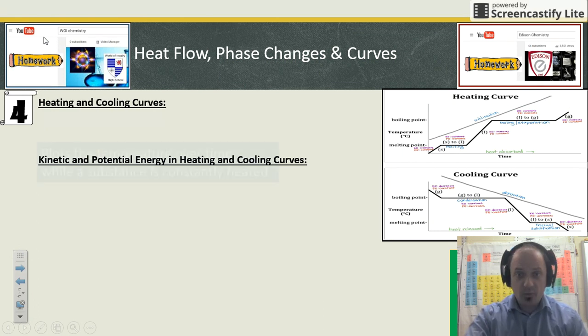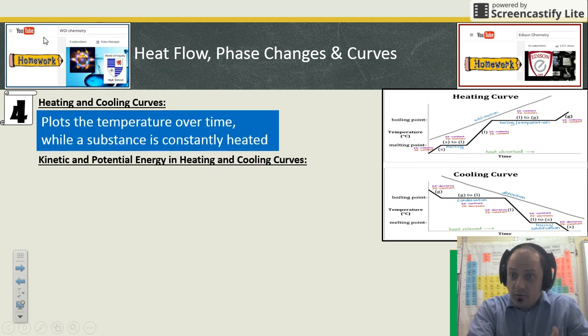They're graphs, okay? They represent the heating or cooling of a substance from its solid temperature all the way up through its gas phase. It's constantly being heated. That's what the curve is supposed to show us, okay?